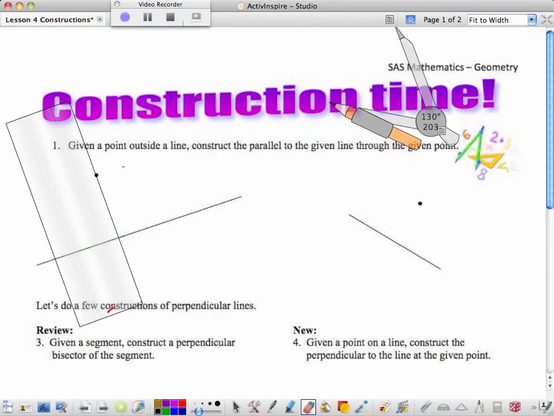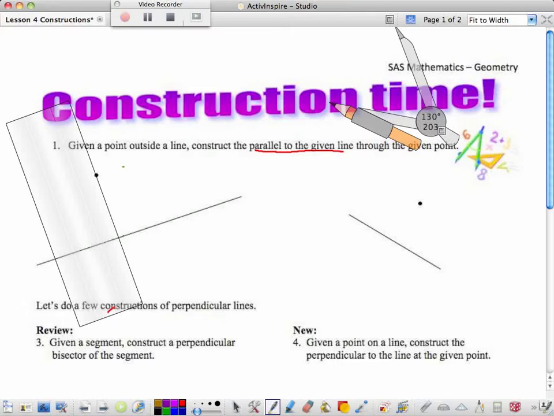So the first construction we're going to do is related to parallel lines. It says, given a point outside a line, that's this point right here, construct the parallel to the given line. So we need to draw a parallel to this line right here. Here's the given line through this given point. So here's a given point, here's a given line. We need to construct the parallel going through that.